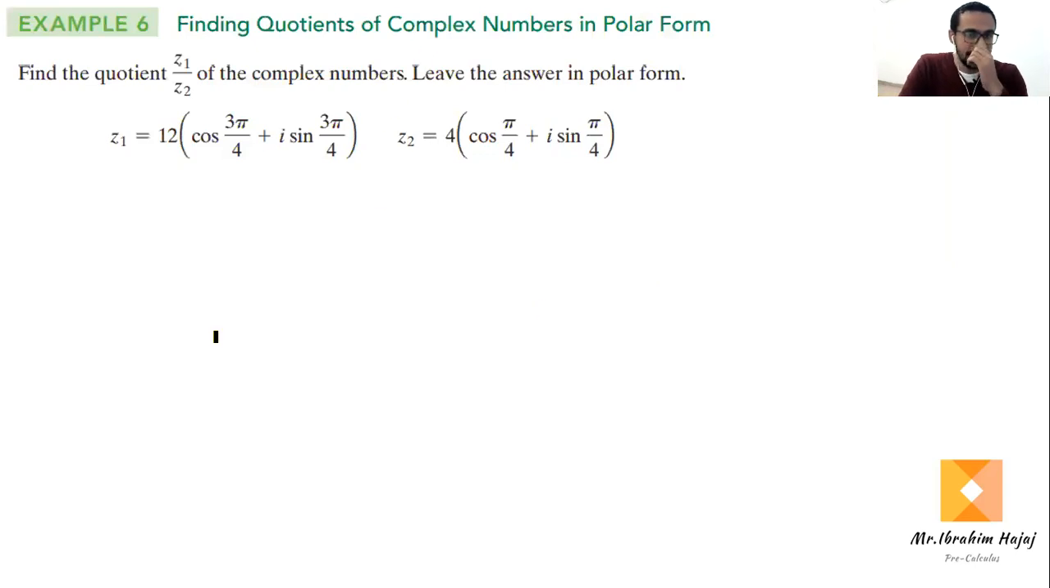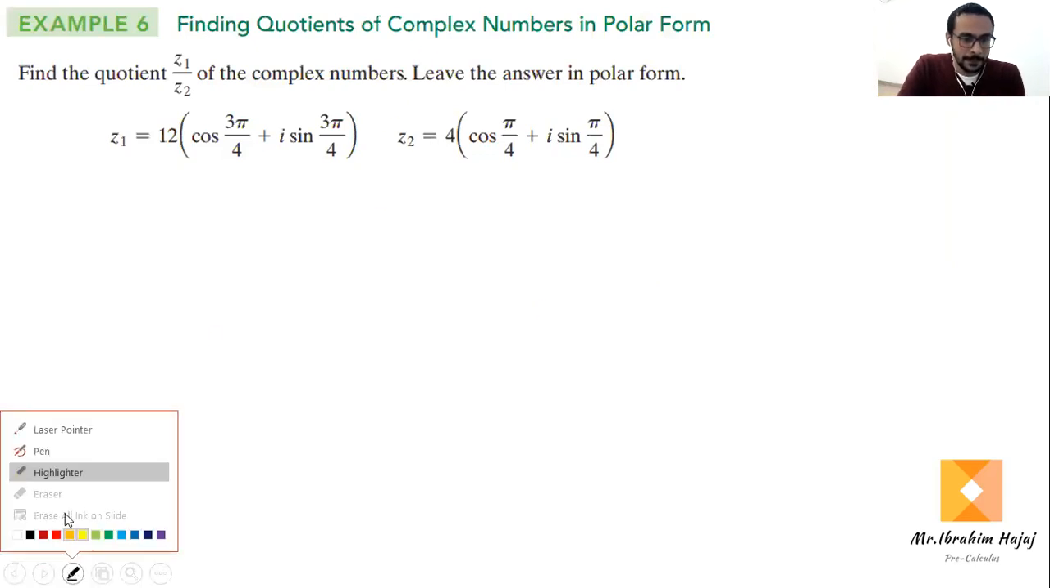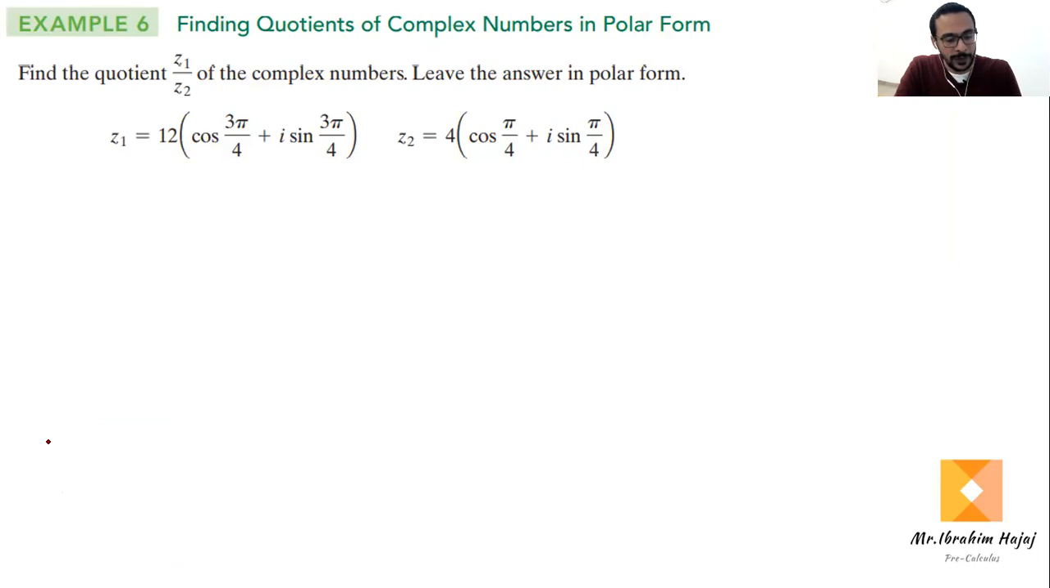In the next example, example number 6, pay attention, please. So we have 4 minutes left. So we will solve the checkpoint 7 and example 7, and then start directly our quiz. So pay attention, please. Find the quotient Z1 over Z2 of the complex numbers. Leave the answer in polar form.